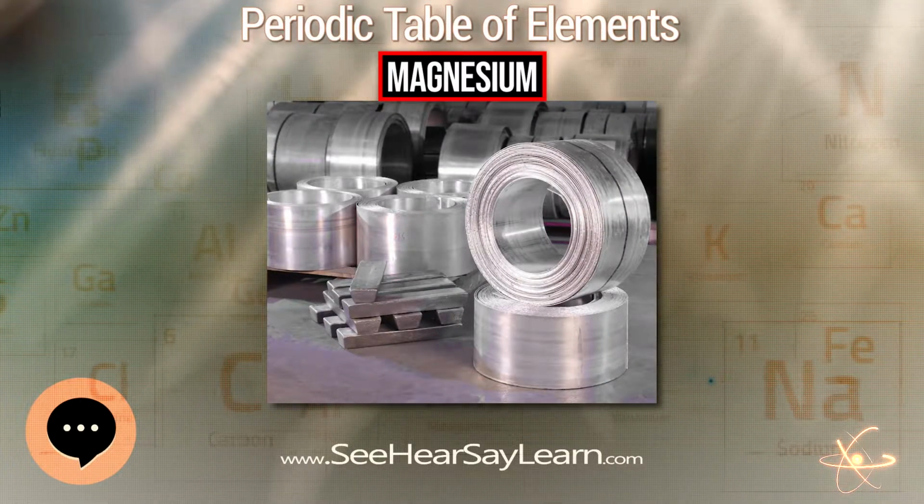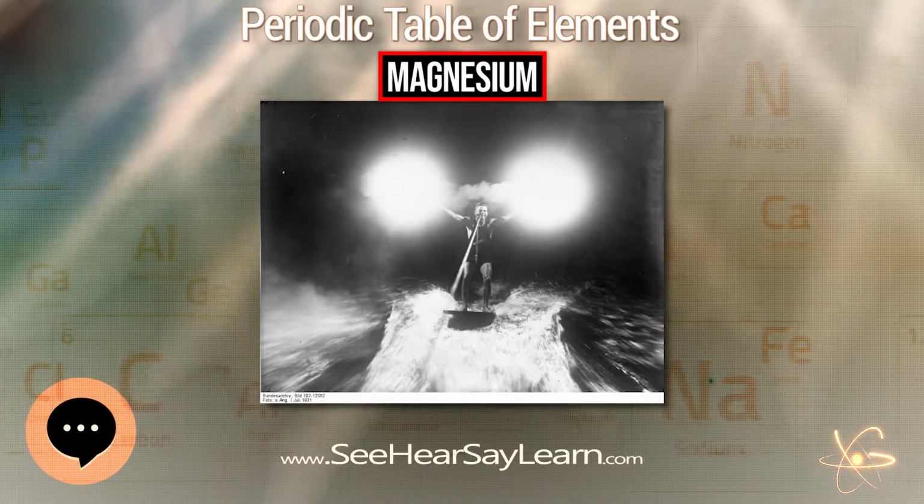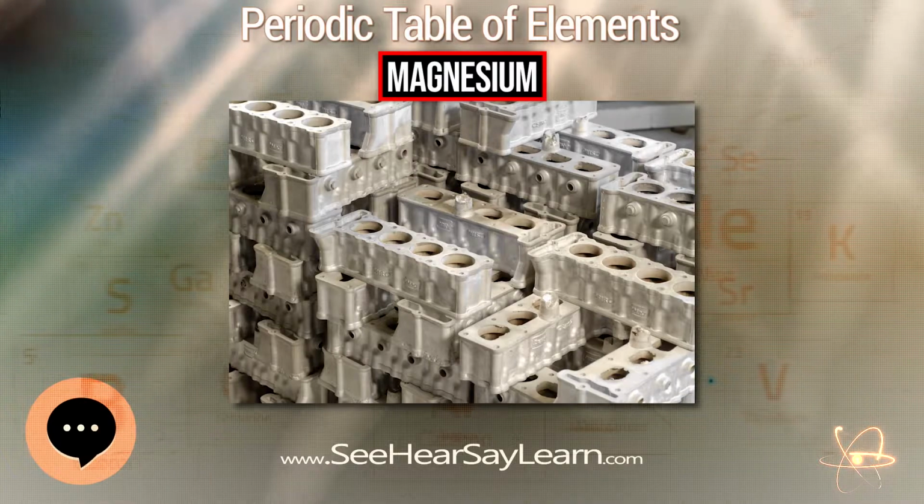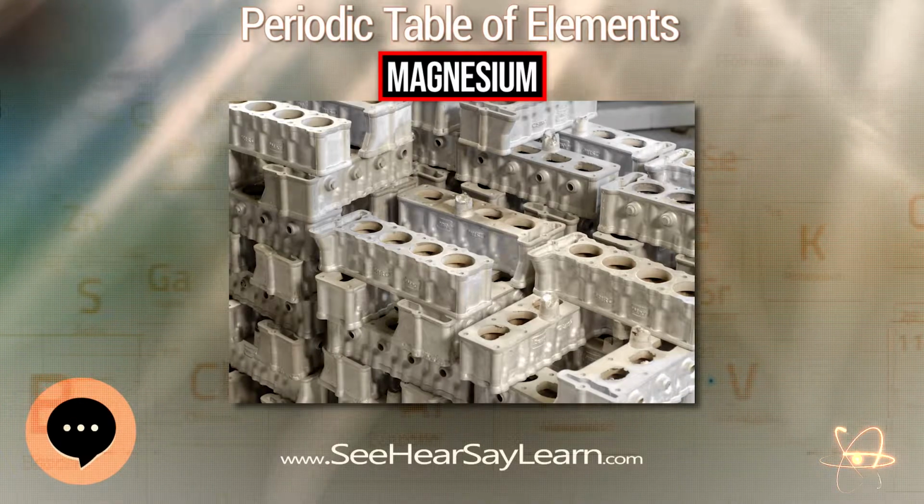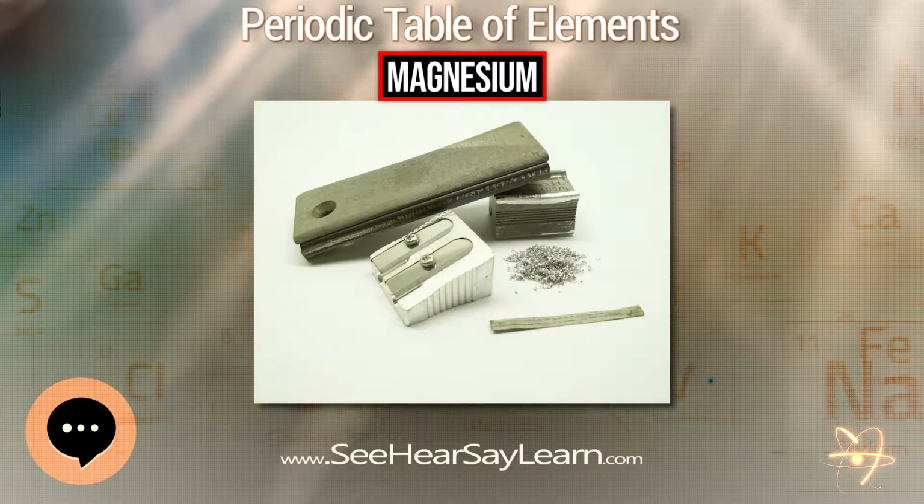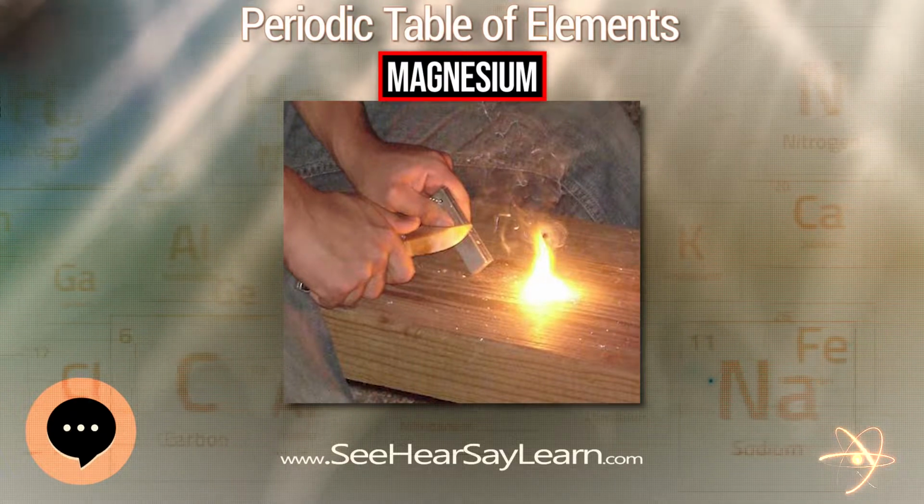The metal is now obtained mainly by electrolysis of magnesium salts obtained from brine, and is used primarily as a component in aluminium-magnesium alloys, sometimes called magnalium or magnelium. Magnesium is less dense than aluminium, and the alloy is prized for its combination of lightness and strength.